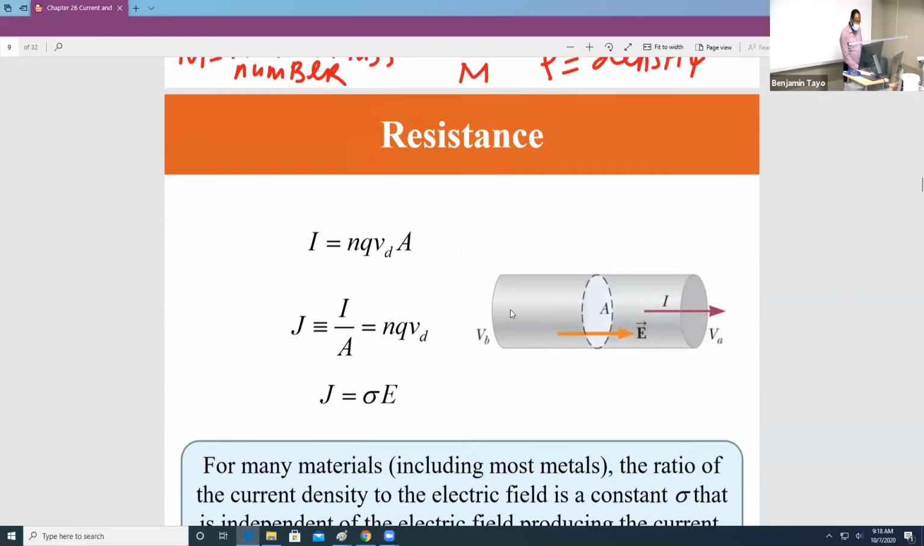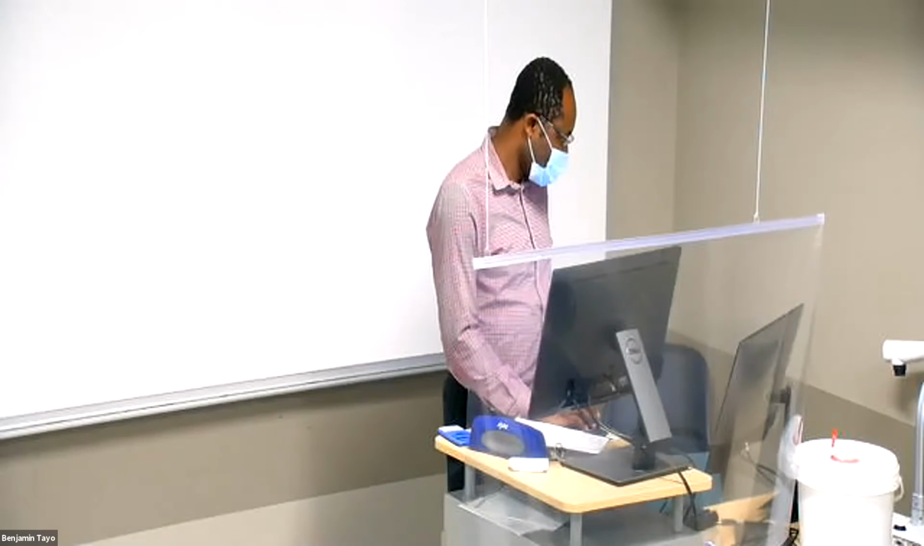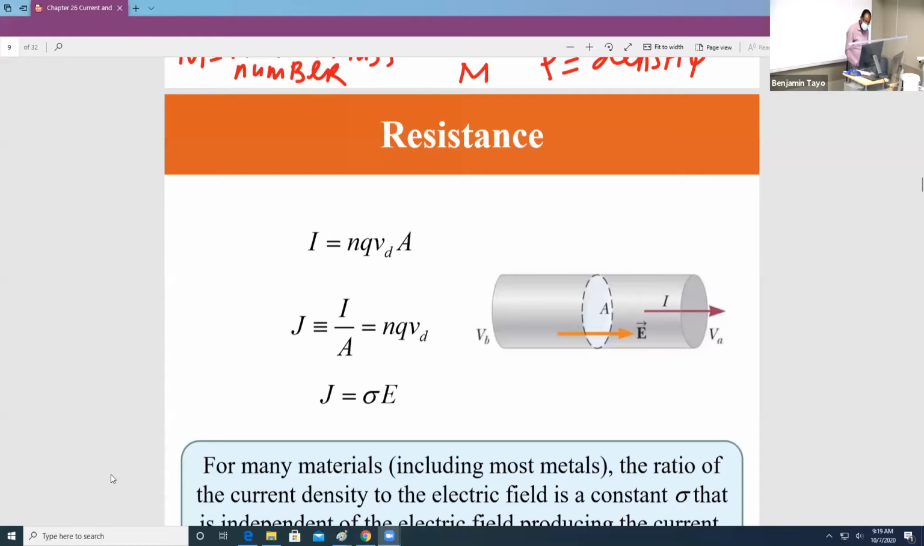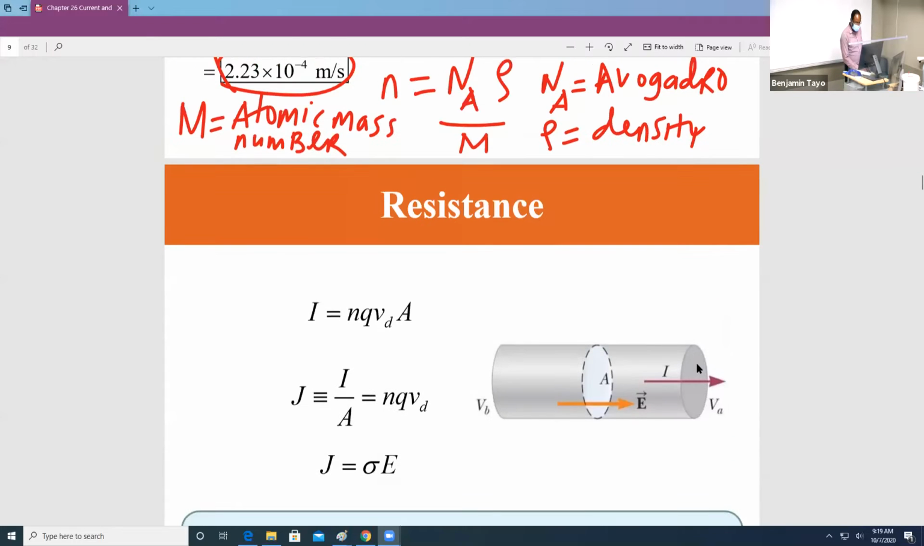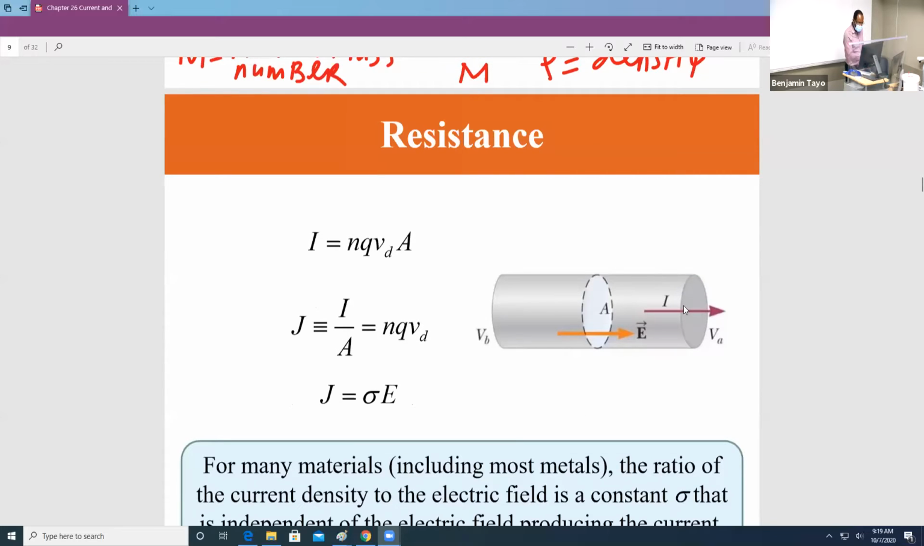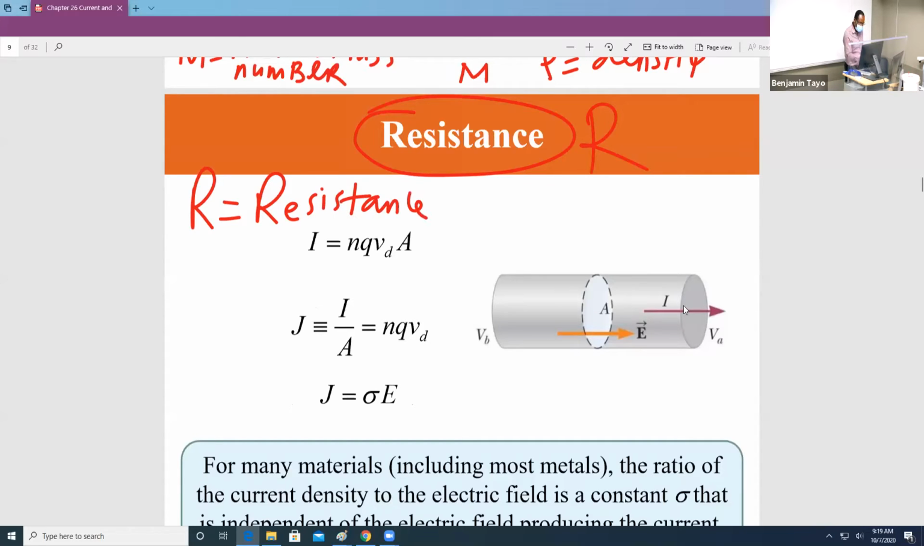We're going to start talking about a new quantity that is called the resistance. So the electrical resistance has the symbol R. R is the resistance, and this will be given in a unit that is called the ohm.